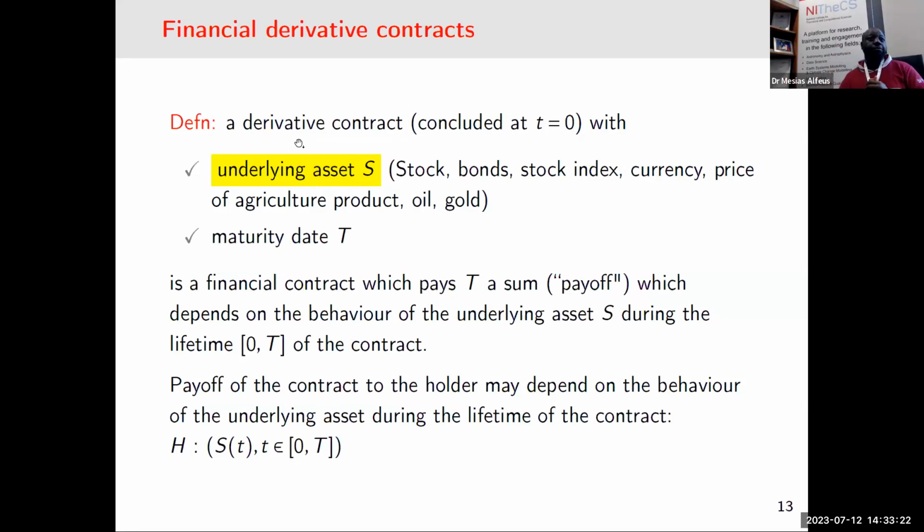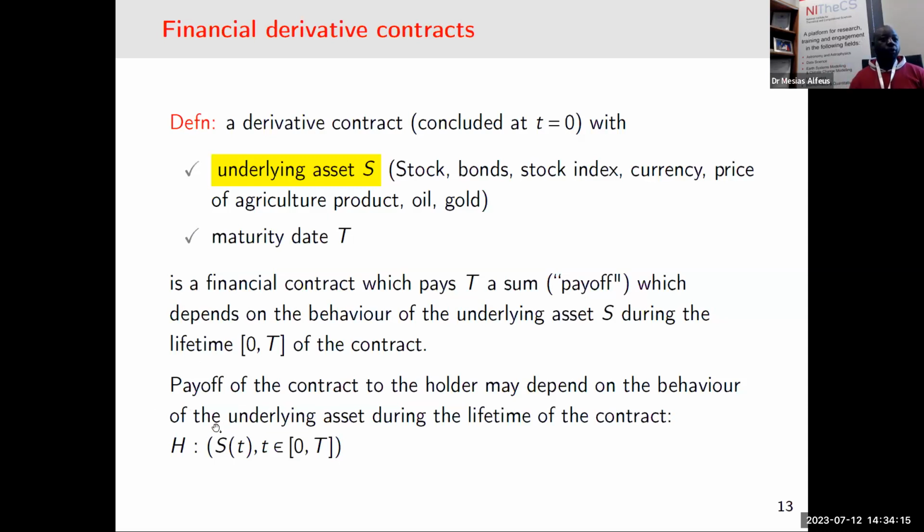So what is a formal definition of a derivative contract? It is a financial contract that pays at time T a sum. That sum, we call it a payoff, which depends on the behavior of the underlying asset S during the life of the contract. The life of the contract is initiated at time 0, and time T is what we call the expiration time, or the maturity time, of the contract. So in a nutshell, a financial derivative is a contract whose value is derived from another underlying asset during the life of this contract.